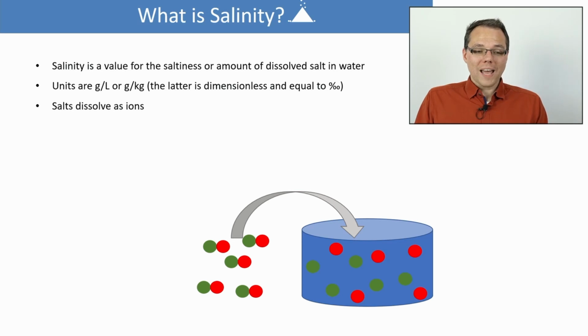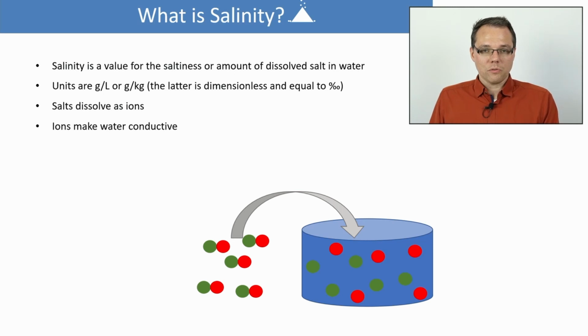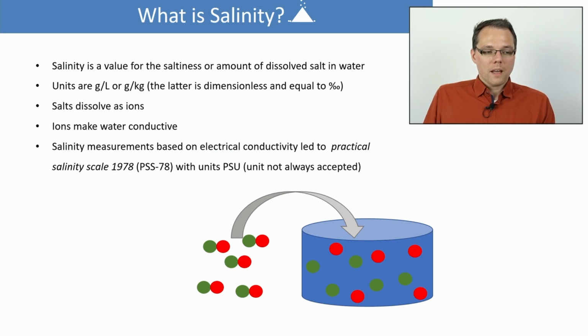So salts dissolve as ions. That means before you have in your solid a combination of charged and non-charged molecules or atoms, and when you put them in the water, they're going to dissolve into the two different charged parts. And that makes the water conductive. So I guess some of you might know this, that very pure water has very low conductivity, can even be used as an insulating material, while ions make the water conductive. Then, based on these conductivity measurements, people said, okay, salt makes water conductive, so with conductivity we should be able to measure the salinity.